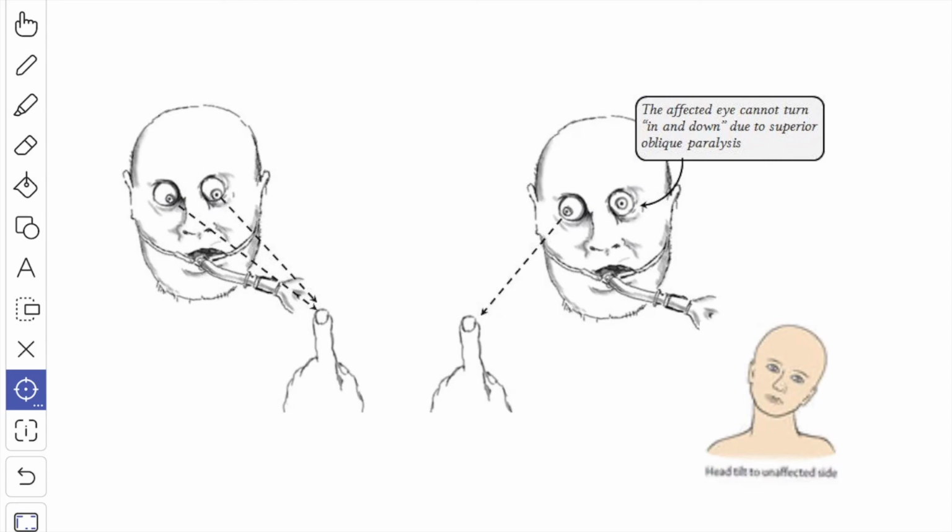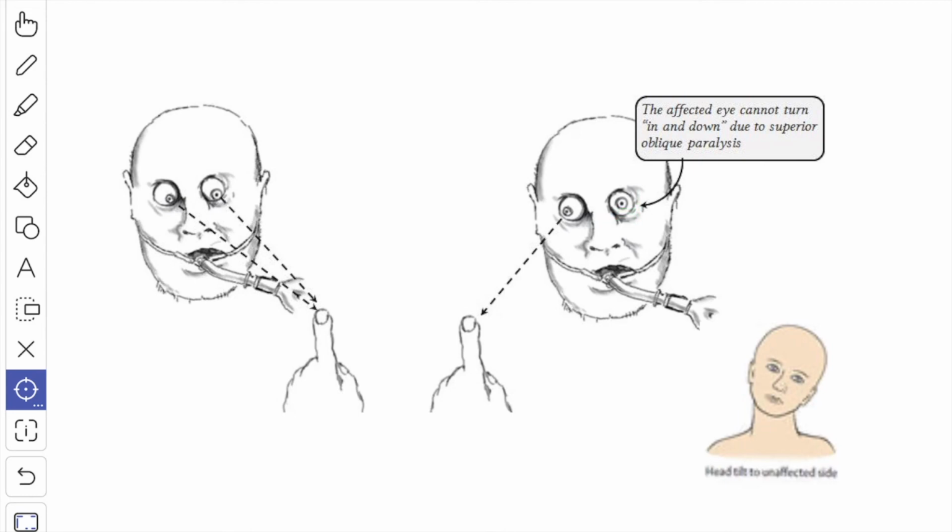If the trochlear nerve is injured, the superior oblique muscle is paralyzed so that the patient is unable to look downward and inward. So inward and downward movement of the eyeball is affected. So this is the affected eye.